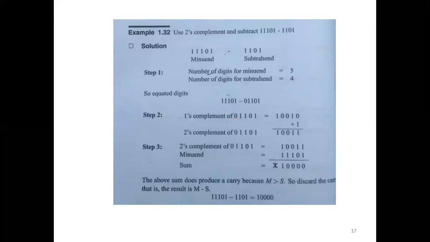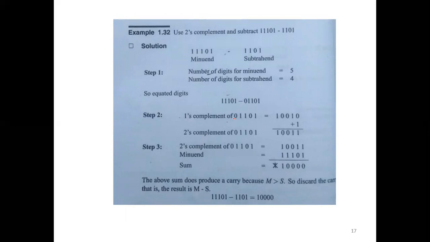In this method, we are subtracting two values using the 2's complement. That is minuend minus subtrahend. First, you have to check that the number of digits in the minuend and subtrahend is the same. Otherwise, you have to make them equal by adding 0s.